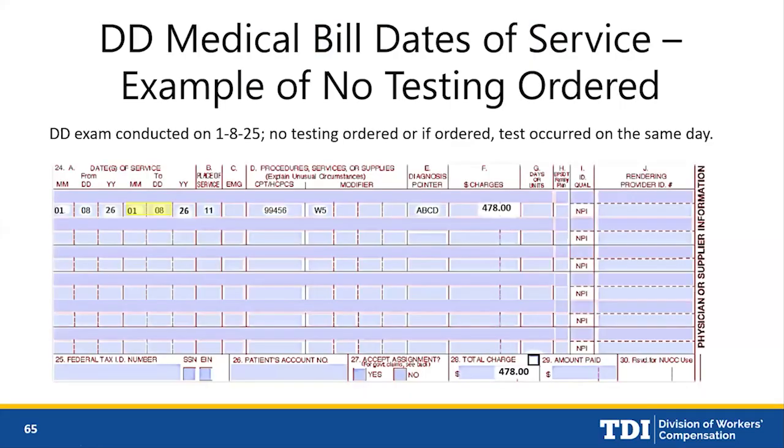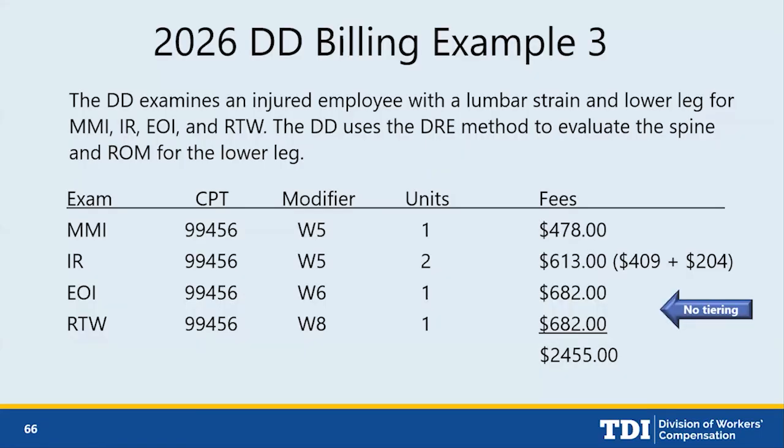And then this is an example of how it would look if you did not order testing or if it was done on the same day. This is the CMS 1500. You're going to have the date of the exam in the 2 column. January 8th is the date the exam occurred. January 8th also happens to be the to date, so it's in the to column and the from column. So everything happened on that day. And again, 95 days from that day to get your bill in.